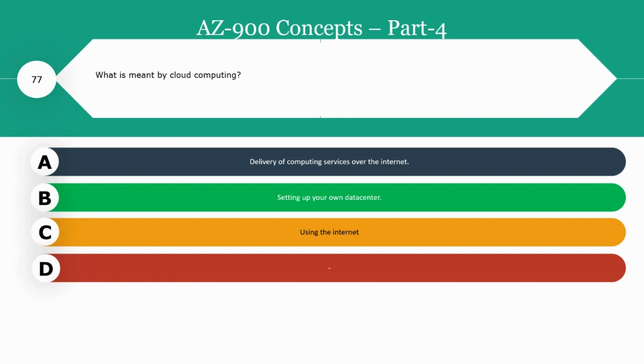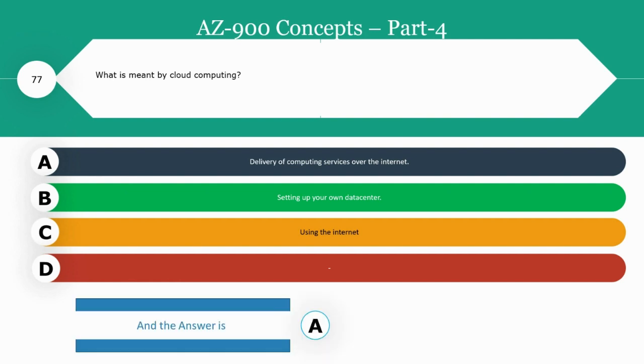Next question is what is meant by cloud computing? Here the answer options are delivery of computing services over internet, setting up your own data center, using the internet. The correct definition for cloud computing might vary. However, among the options provided, the correct answer will be delivery of computing services over internet. And so the correct answer for this question is option A.